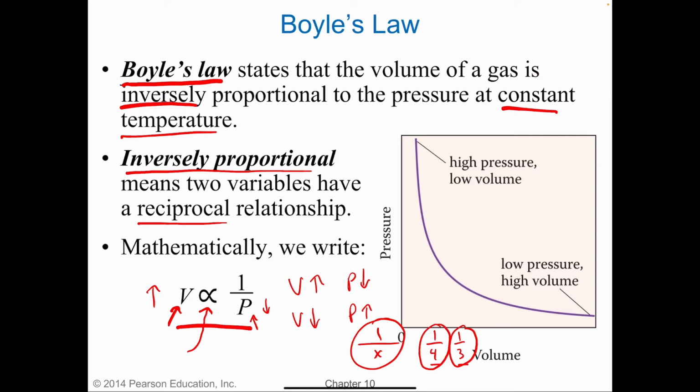Now, graphically, Boyle's law looks like this. We've got volume on our x-axis and pressure on our y-axis. At low volumes, over in this region of the graph, we get high pressures. And then when the volume increases a lot, the pressure decreases. So it's inversely proportional, an inverse relationship.